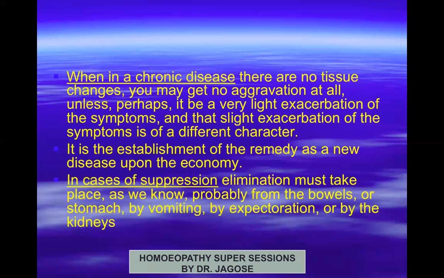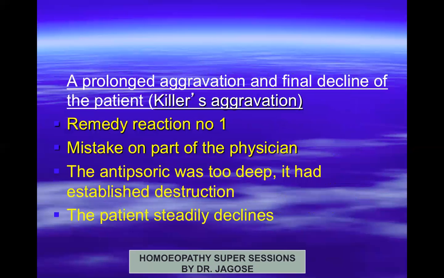However, in cases which are suppressed, especially true for chronic diseases, when the right medicine is given, you will notice that an elimination will take place either through the bowels, like a form of diarrhea, or from the stomach by vomiting, or from the respiratory tract by expectoration, or from the kidneys by profuse urination. If this sort of elimination takes place, it's a good sign that your medicine is active and the suppression is coming out.